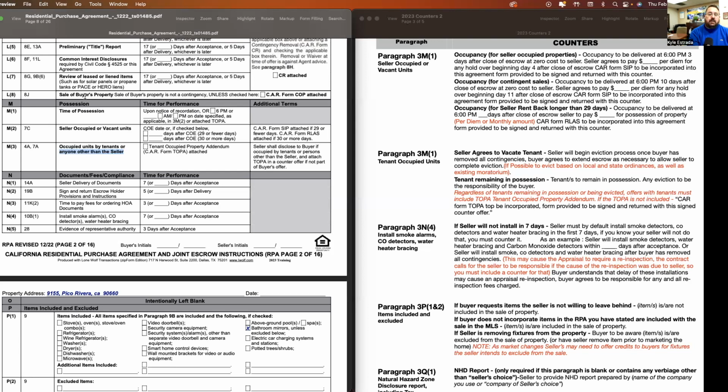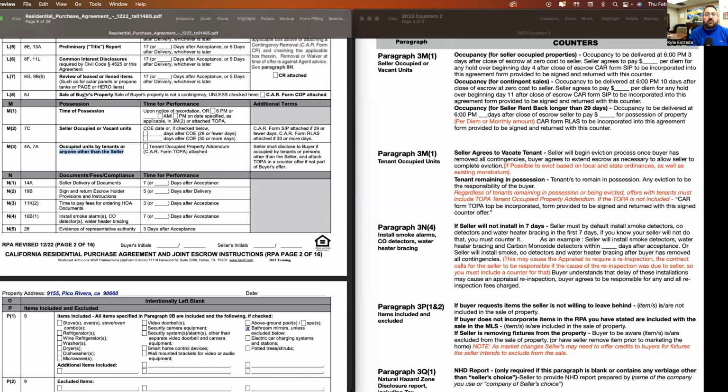Now, in most places in California, the tenant has to stay with the property. So if you get an offer that says, hey, this is based on the property being vacant, don't immediately accept it. Find out the terms of what you can do. If you can't evict the tenant, then your counter's going to say tenants to remain in possession, any eviction to be the responsibility of buyer.